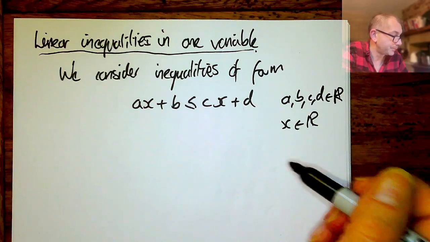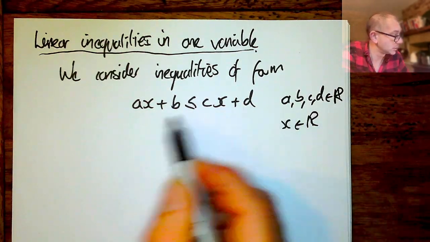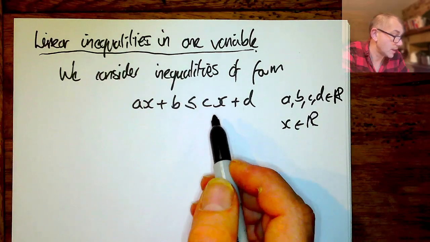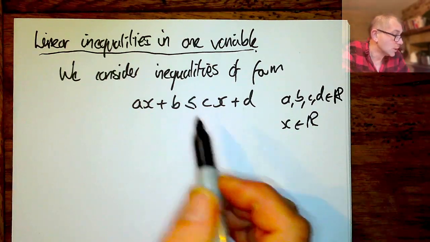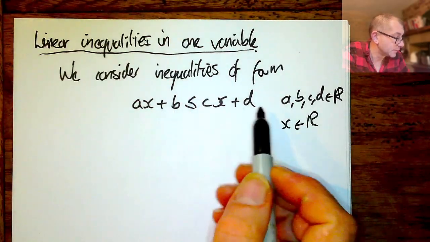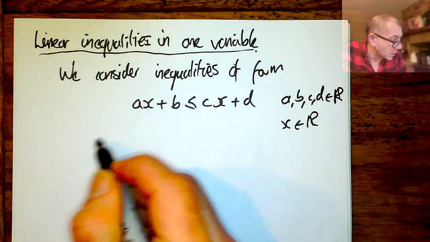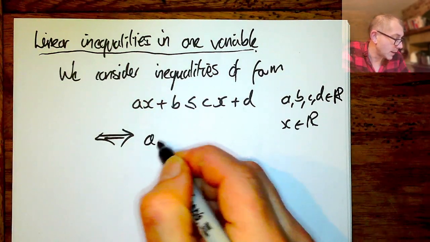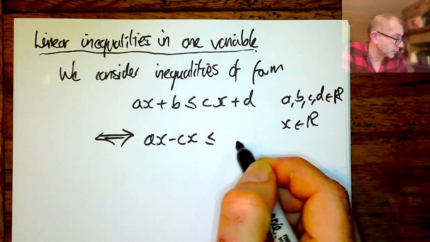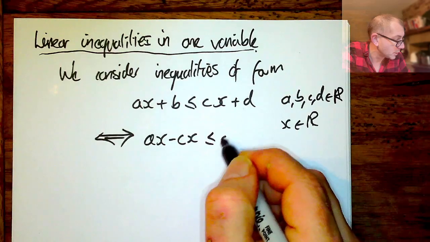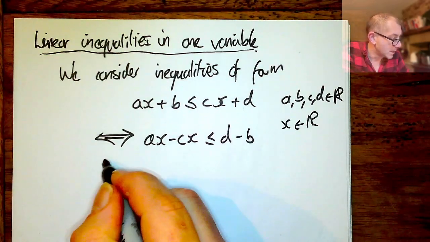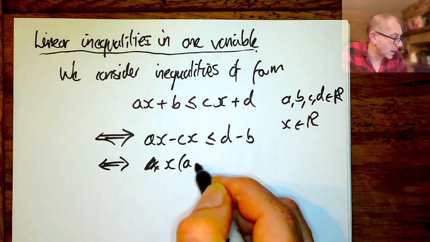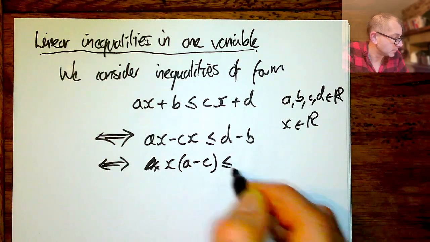Okay, so we know that we can, without disturbing the inequality, move anything from one side of the equation to the other by adding or subtracting. So let's move the cx over to the left, let's move the b over to the right. So this is true if and only if ax minus cx is less than or equal to, and I'll just put d minus b. That's true if and only if x into a minus c is less than or equal to d minus b.